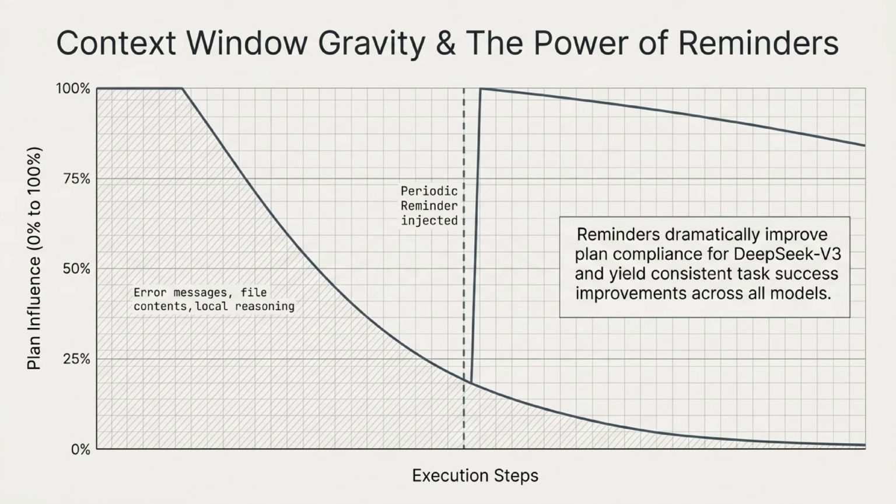A major reason for all this drift is context window gravity. As an agent works, error messages and file contents pile up, and your original prompt at the top of the context window simply fades away in influence. The incredibly simple fix? Periodic reminders. Injecting a reminder of the plan dramatically improves compliance and task success across all models.